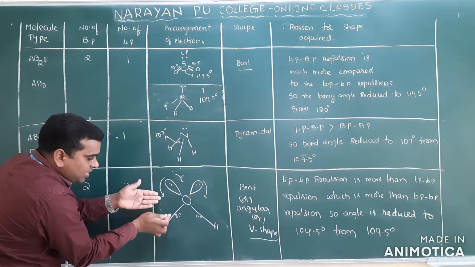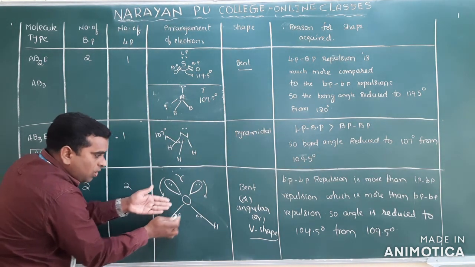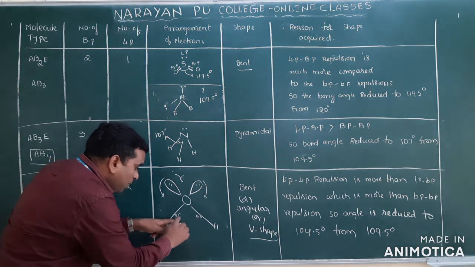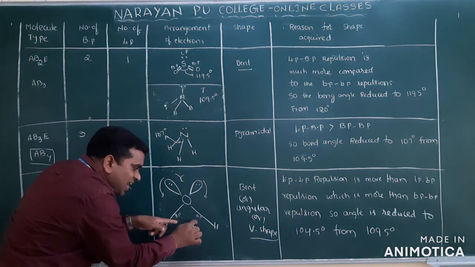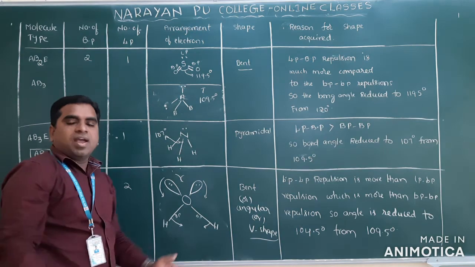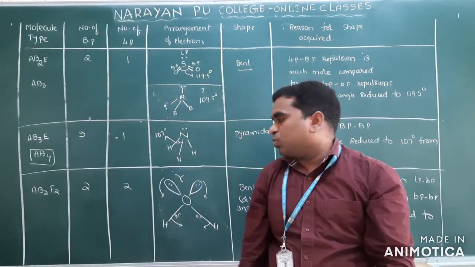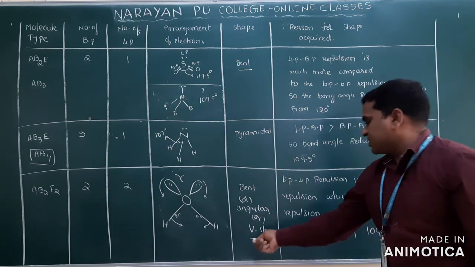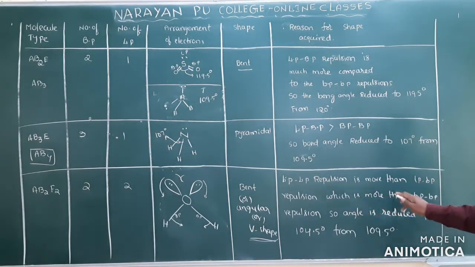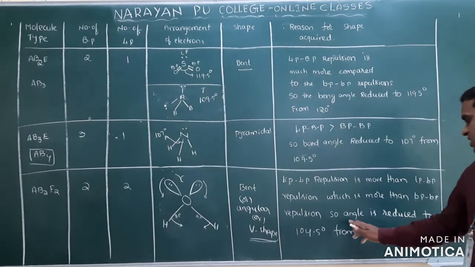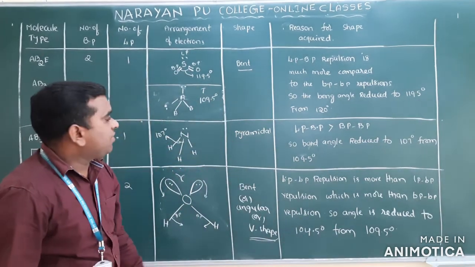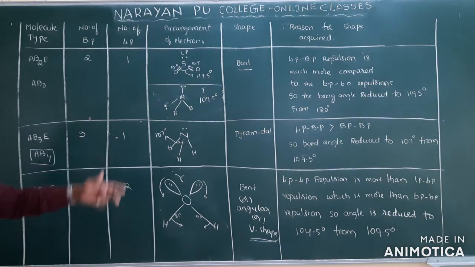Then what repulsions will you experience here? Lone pair and bond pair repulsions will be experienced in this molecule. Here also lone pair and bond pair repulsions are experienced. So lone pair-bond pair repulsions are greater than bond pair-bond pair repulsions. So that's why these repulsions are less, and these two bonds come close to each other. When they come close to each other, the 109.5 degree angle decreases to 104.5. Then the molecule acquires which shape? Bend shape. This is the reason: lone pair-lone pair repulsions are more than lone pair-bond pair repulsions, which are more than bond pair-bond pair repulsions. So the angle is reduced to 104.5 degrees from 109.5 degrees, and this is AB2E. And next also I will write.